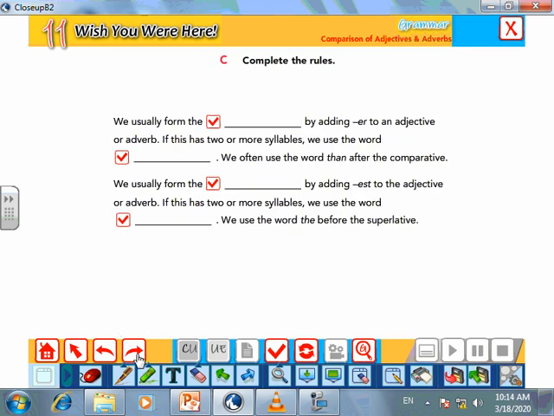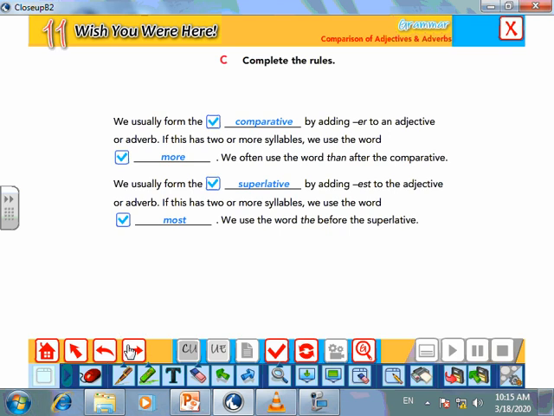Let's go to the exercise and complete the rule first. We usually form the what by adding er? Excellent, comparative. And we use the word what if it's a long adjective? If it's short, we use er. If it's a long adjective, very good, we use more. Okay, that's for the comparative. For the superlative, what do I use if it's a short adjective? How do we usually form the superlative? Very good, est, if it's one syllable. If it's more than two syllables, we use what? The most. Excellent, thank you so much. Okay, so please write the answers in your book.